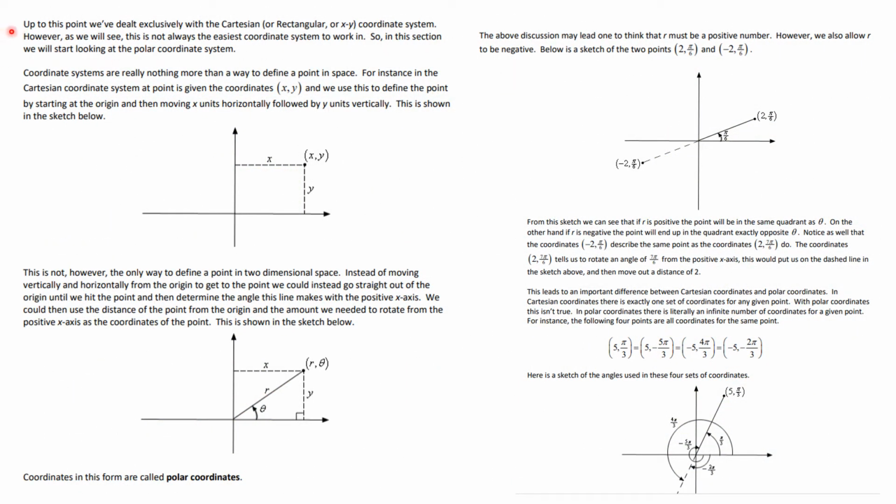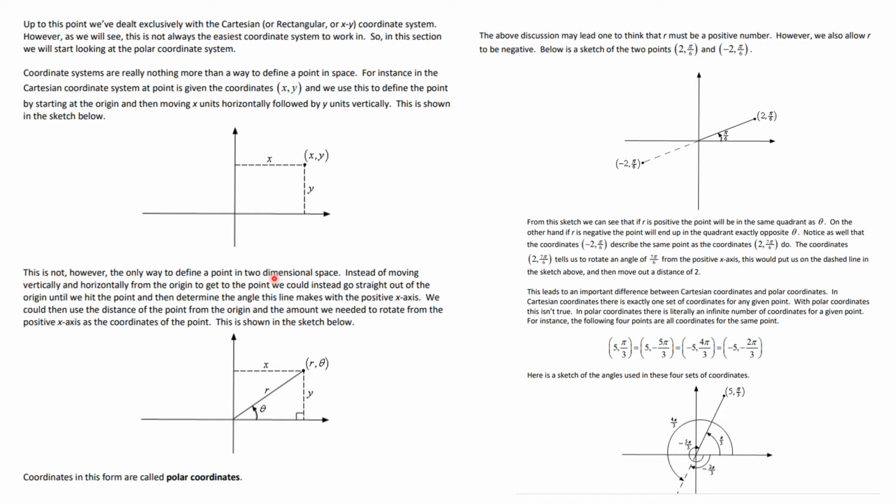Okay, that's probably enough introduction. Up to this point, we've dealt exclusively with the Cartesian or rectangular XY coordinate system. However, we see this is not always the easiest coordinate system to work in. So in this section, we'll start looking at the polar coordinate system. Now, coordinate systems are really nothing more than a way to define a point in space. For instance, in the Cartesian coordinate system, a point given by x, y looks like this. You go out a distance x here and up a distance y, and that tells you where the point is.